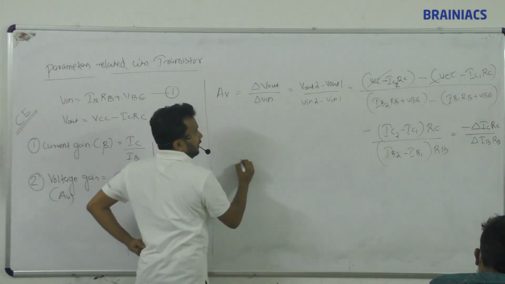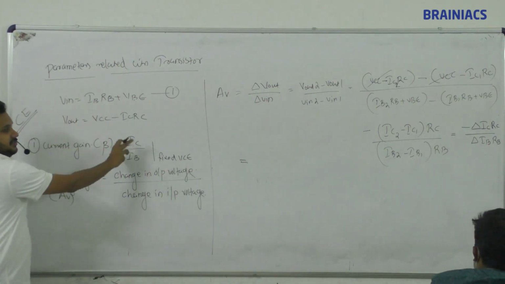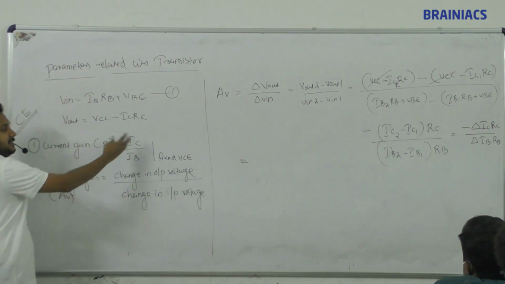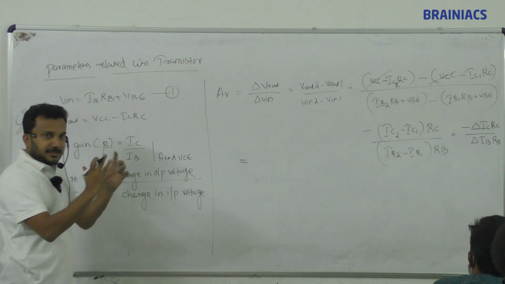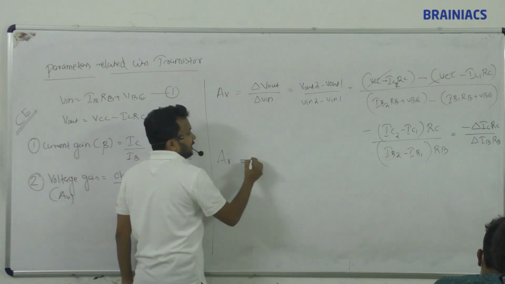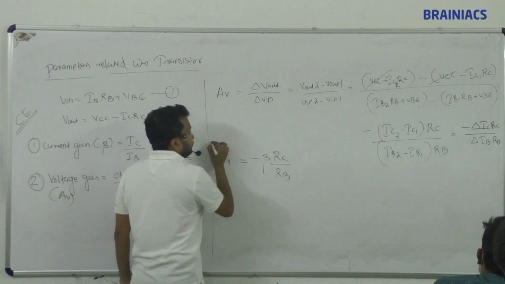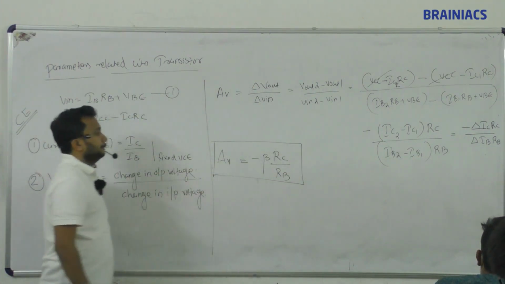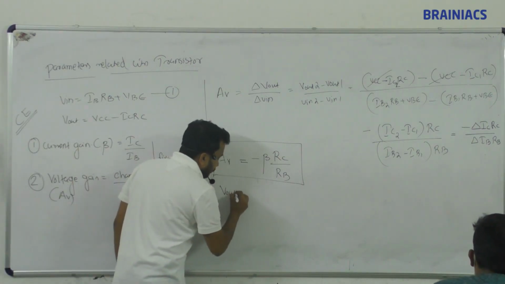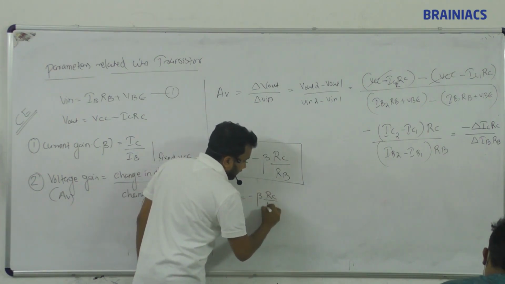So continuing further, what is delta IC by delta IB? Change in output current by change in input current. Just IC by IB, that's all. The difference in IC current divided by the difference in IB current is called beta, nothing else. So minus beta into RC divided by RB.